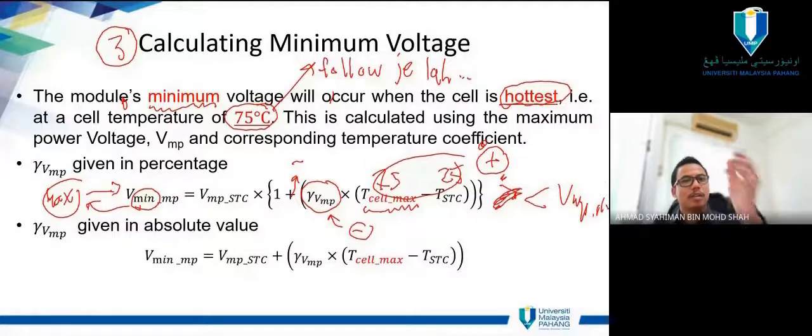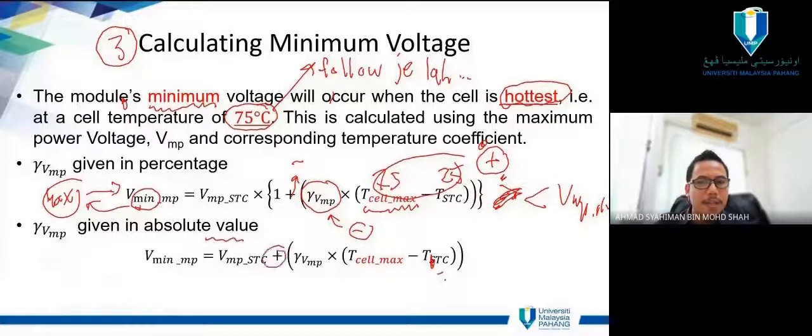In your calculation it must be lower than the VMP STC. It should be. It must be. If you get a positive result, then you are wrong. Totally wrong. Okay. For this case the absolute value is the same, but write it anyway in case you forget. This is plus. So this is the procedure.